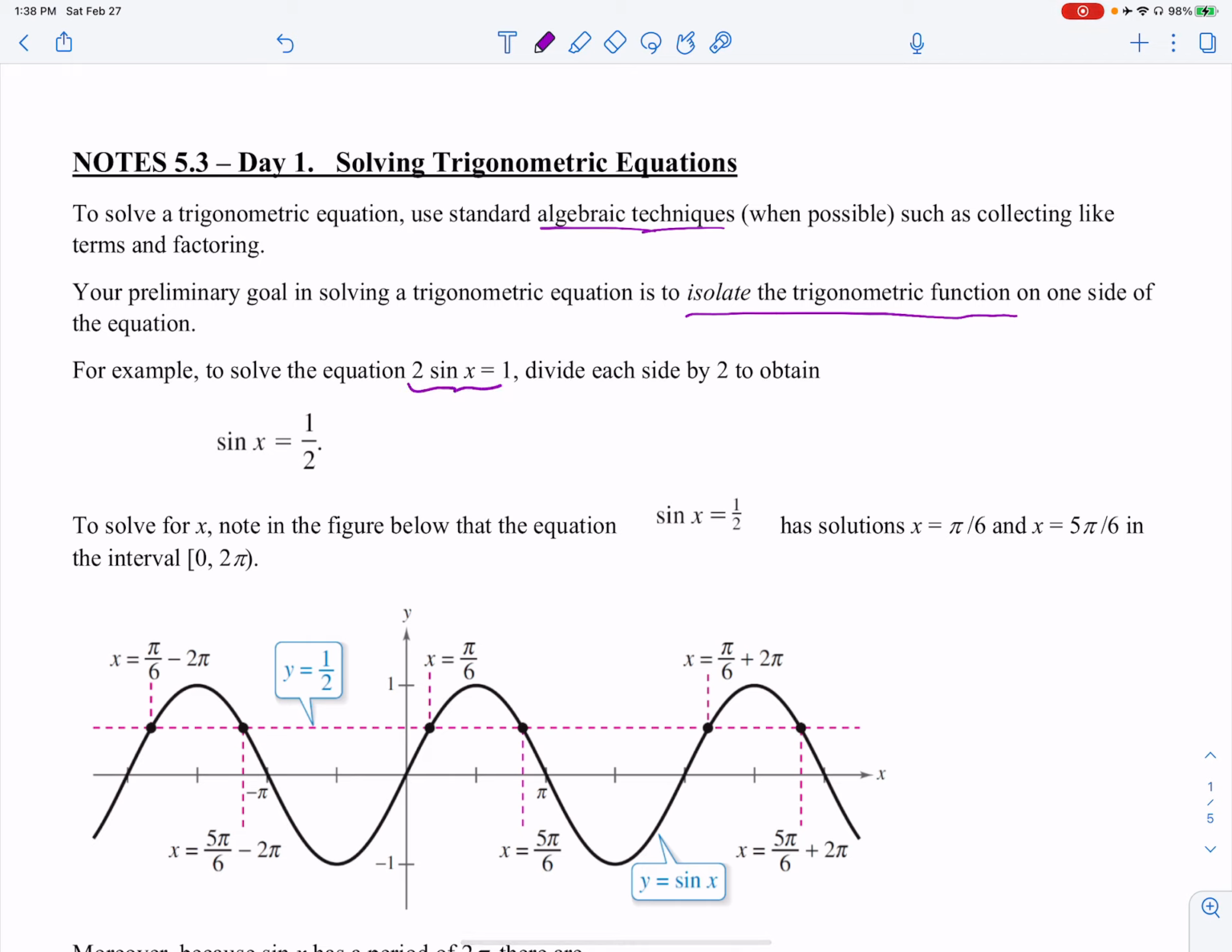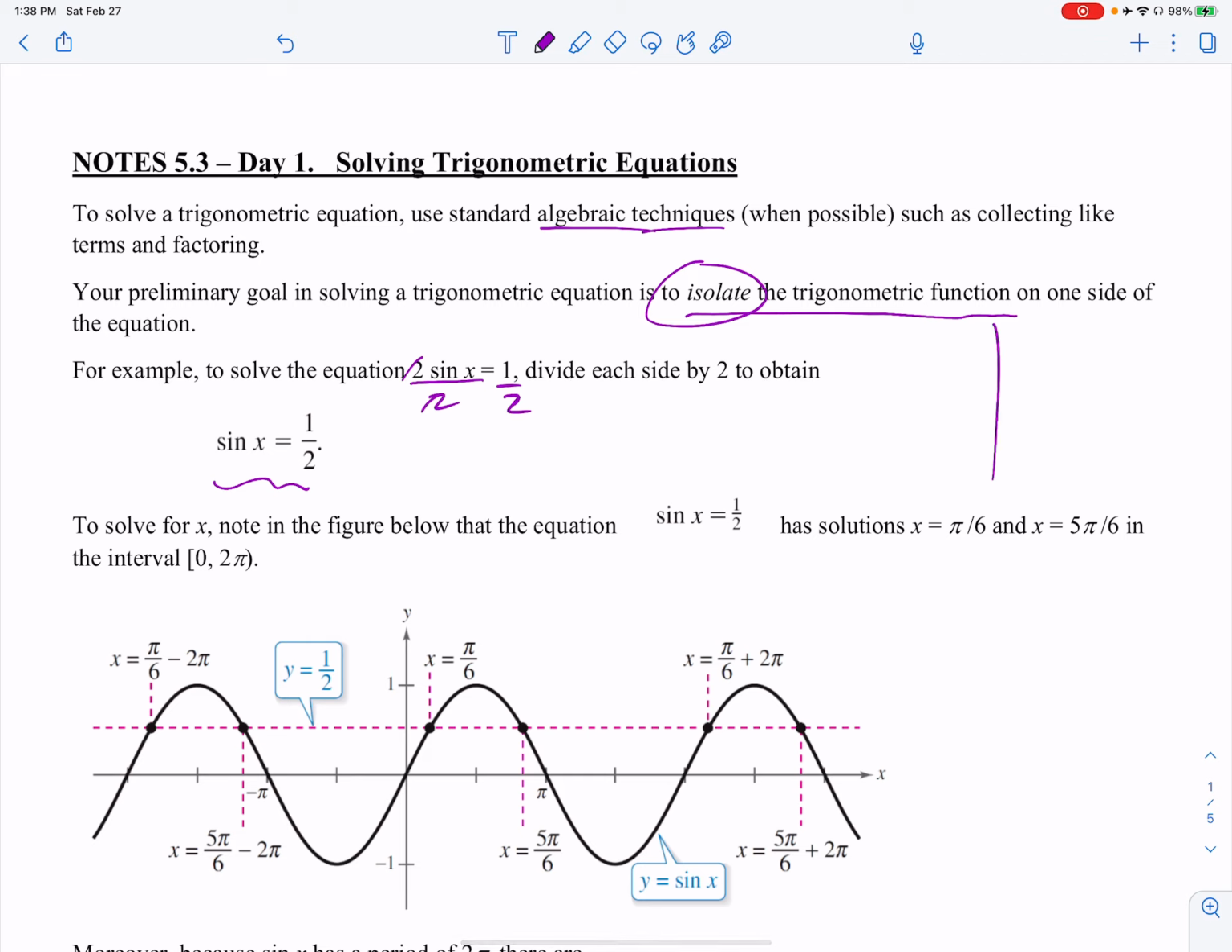So here we have an equation, 2 sine of x equals 1. I want to isolate the trig function, which is your sine x. To do that, I would divide both sides by 2, and the 2's cancel, and I get sine x equals 1/2, which you see right here. So now I need to figure out the angles whose sine is 1/2, because I need to figure out what angle I put in for x.